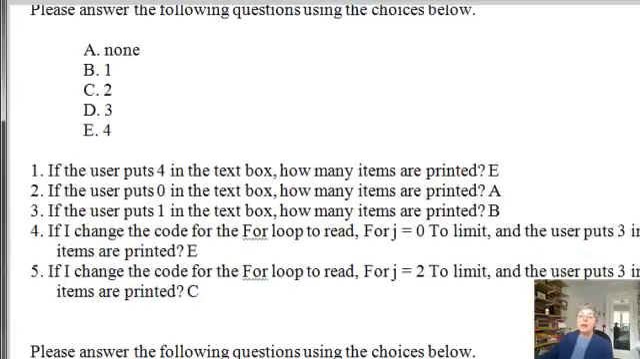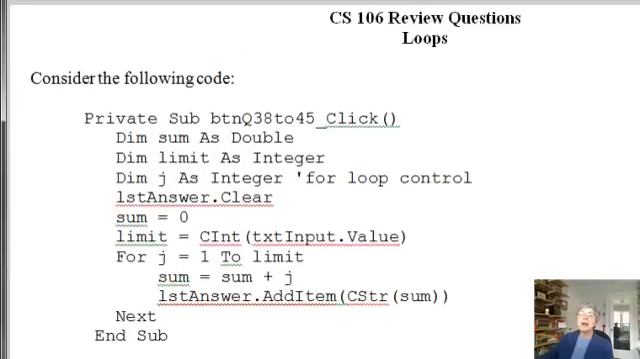So, the user puts 5 in the text box, what's going to get printed? Well, first of all, we know 5 things, right? Because we're starting with 1, 1, 2, 3, 4, 5. That's how many values of j. But that's not exactly what gets printed. So we start with sum equals 0. When we do sum equals sum plus j, and j equals 1, we'll get a 1. So the first thing that prints is a 1.